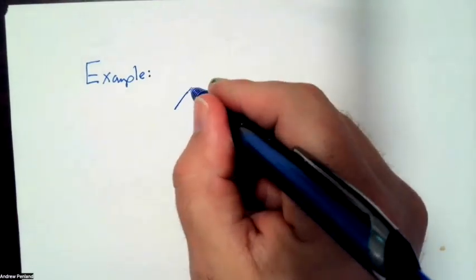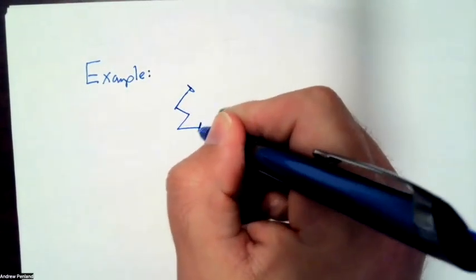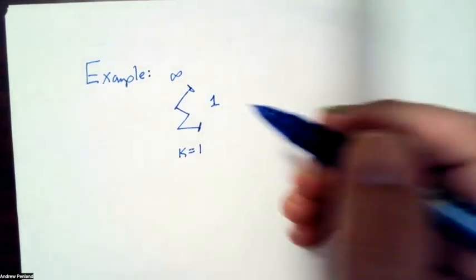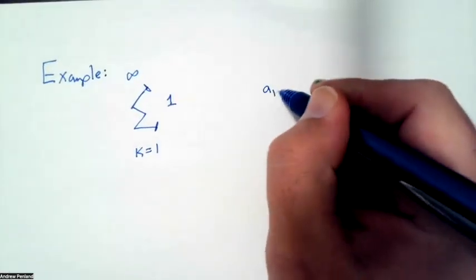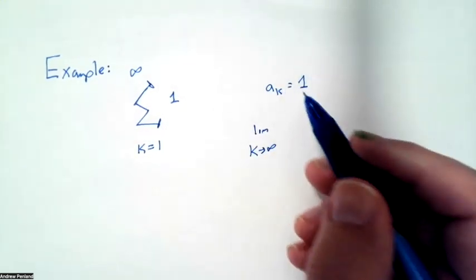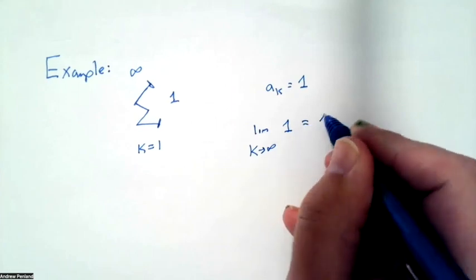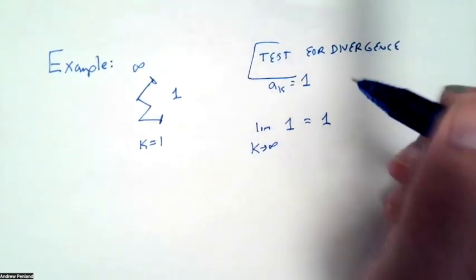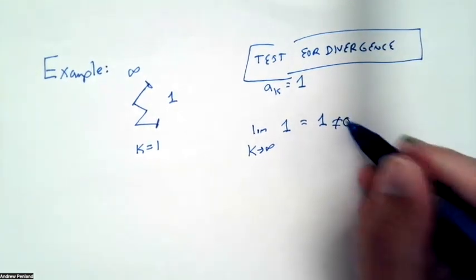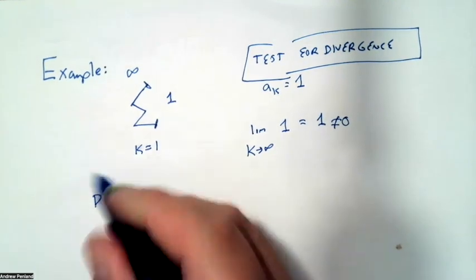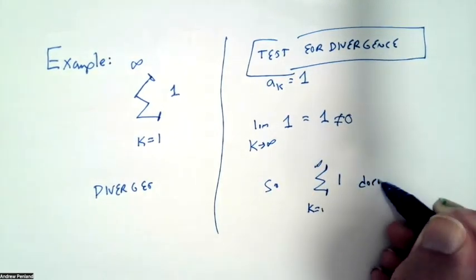Let's look at another example. This one's kind of silly because I think you can see the answer right away. Let's look at the sum from k equals 1 to infinity of just the number 1. So a sub k is equal to 1 here, and it's obvious that the limit as k approaches infinity of 1 is just 1. It's not changing at all. So this is not zero.